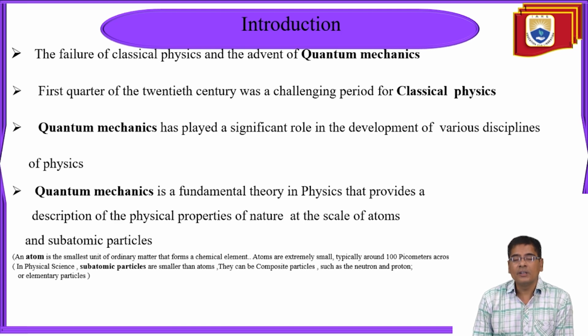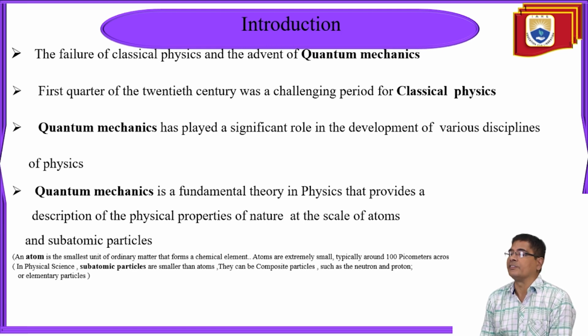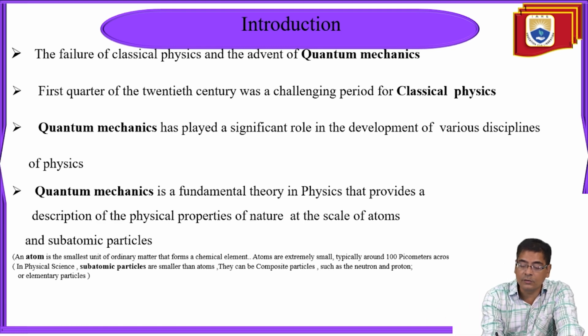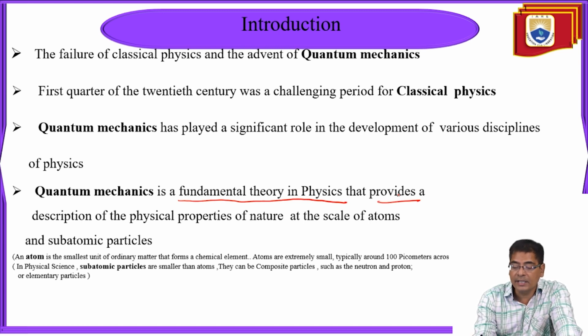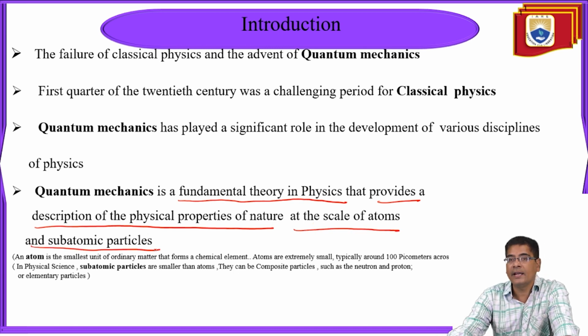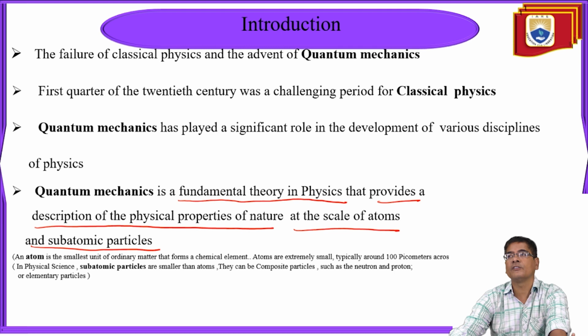So basically, what is quantum mechanics? Quantum mechanics is a fundamental theory in physics. Quantum mechanics is a fundamental theory in physics that provides a description of the physical properties of nature at the scale of atoms and subatomic particles. Right. So that's what quantum mechanics is, a fundamental theory in physics that provides a description of the physical properties of nature.